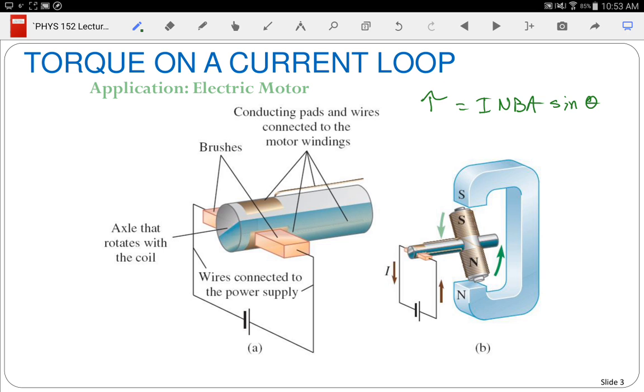Which one of those variables has to do with multiple loops? N, because N is the number of loops you have. So having more loops is increasing your torque. Now having this material inside is actually going to change something that we don't see in our equation. It changes what we call the magnetic permeability of the coil, and it increases the magnetic field by as much as 1,000 times, which increases the torque by as much as 1,000 times. So that makes it a much stronger motor.